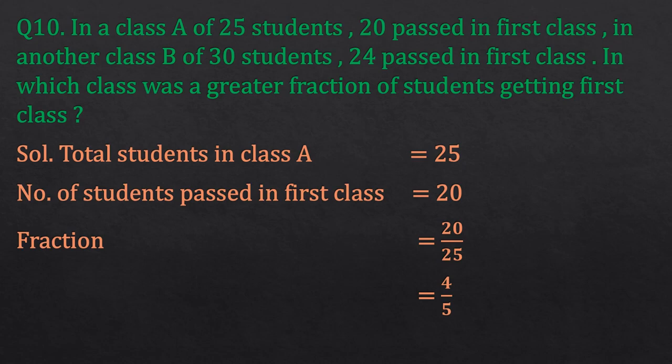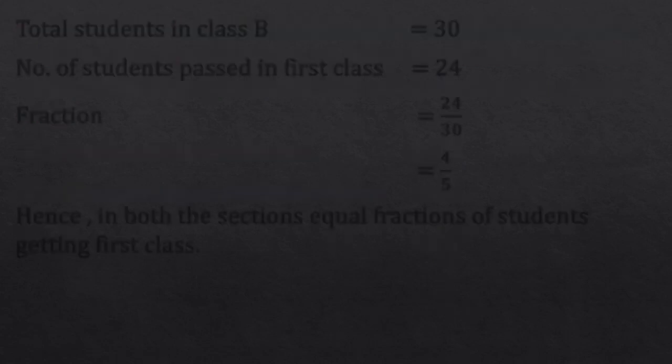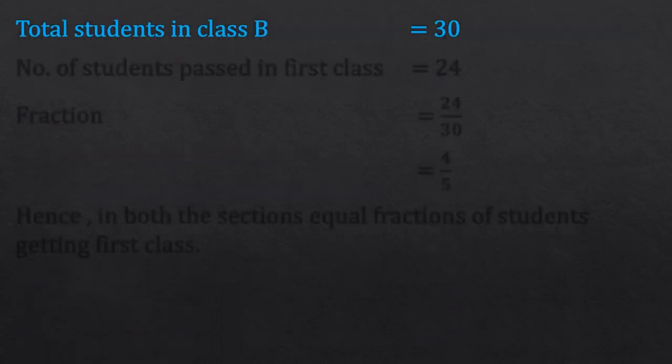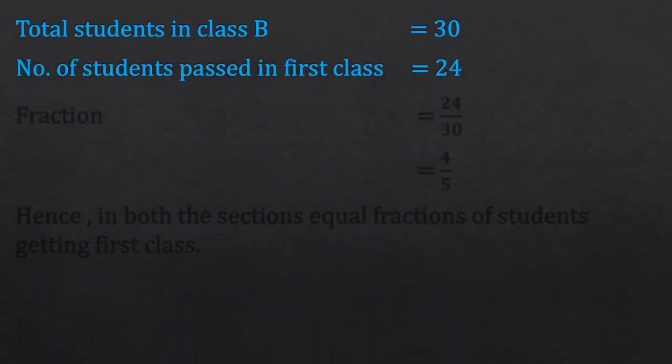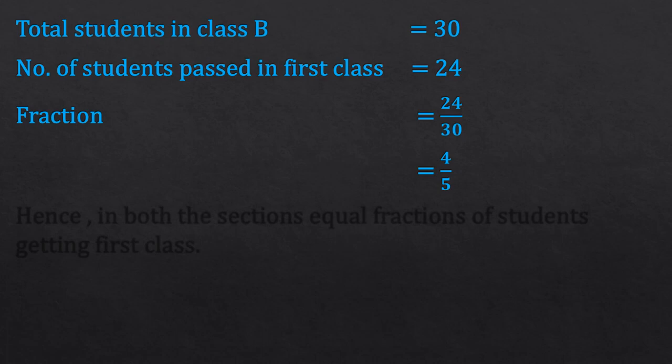Now let's do the same with class B. Total students in class B 30. Number of students passed in first class 24. What is the fraction? In the same way we will write total students in the denominator, number of students passed in first class in the numerator. It is 24 upon 30. Reduce it to simplest form, 4 upon 5.